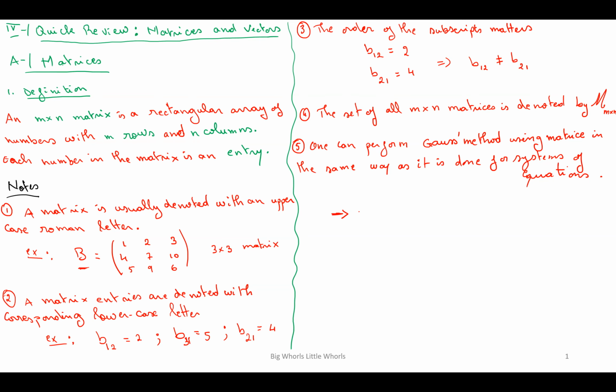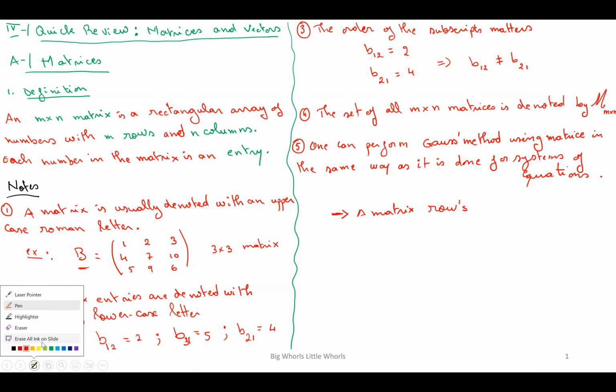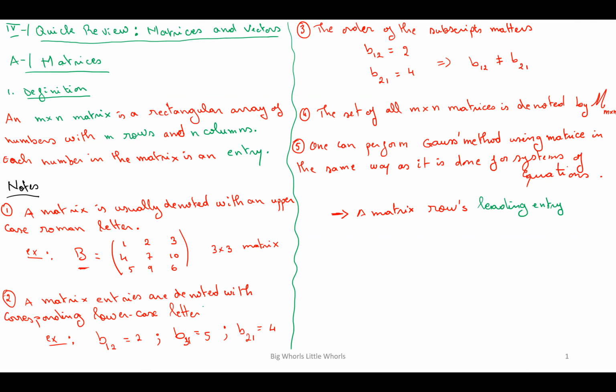A matrix row's leading entry is its first non-zero entry.